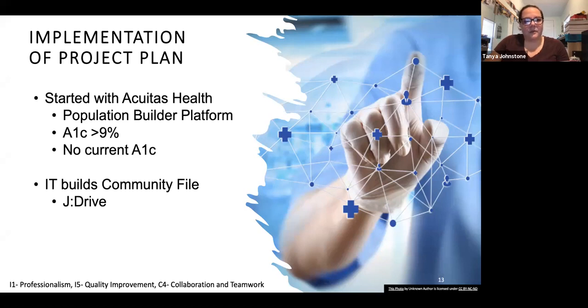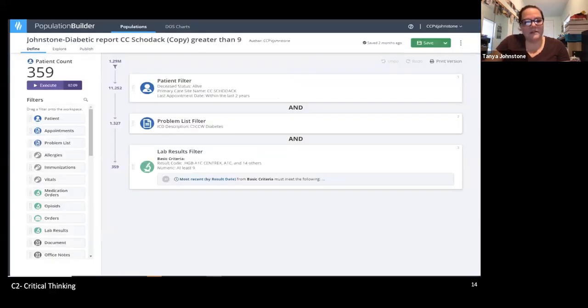This slide shows program outcomes I1 professionalism, I5 quality improvement, and C4 collaboration and teamwork. So let's get into what I built. This is the dashboard that I created.